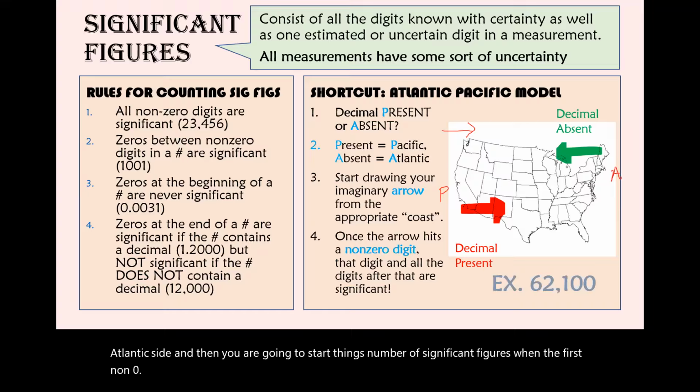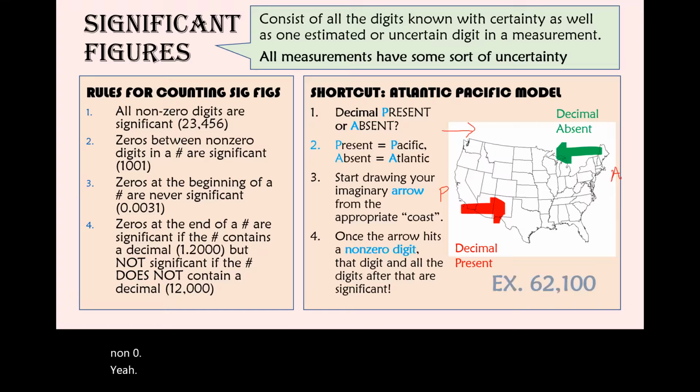You have this example, 62,100. This number does not have a decimal. So if I want to count the number of significant figures in this number, I'm going to start making my arrow from the Atlantic side because again, the decimal is absent. So here I start making the arrow. The first number here is a 0. Remember, we do not start counting until we hit the first non-zero digit. So we're going to keep moving on.